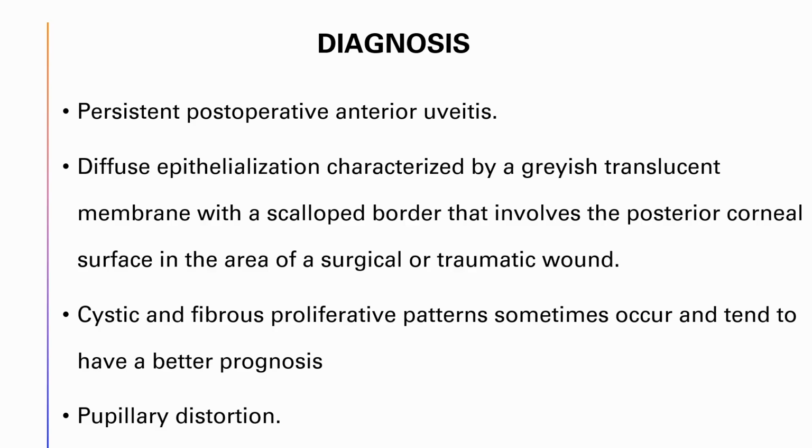The diagnosis is made by presence of persistent postoperative anterior uveitis, diffuse epithelialization characterized by a grayish translucent membrane with a scalloped border that involves the posterior corneal surface in area of surgical or traumatic wound. Cystic and fibrous proliferative patterns sometimes occur and tend to have a better prognosis, and pupillary distortion.